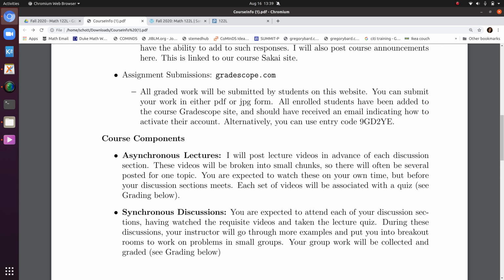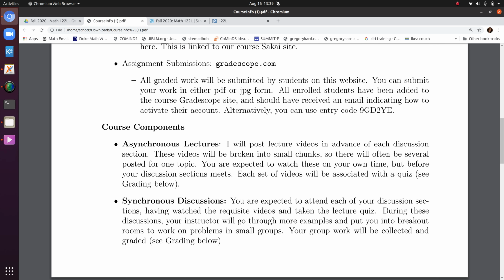So the synchronous discussions, you are expected to attend those. There are roughly about 30 students in each of those as we speak. That's going to be the portion of the course where you're going to have some interaction. And I think that's really important, especially in learning math. So that's why we have those as required class meetings.